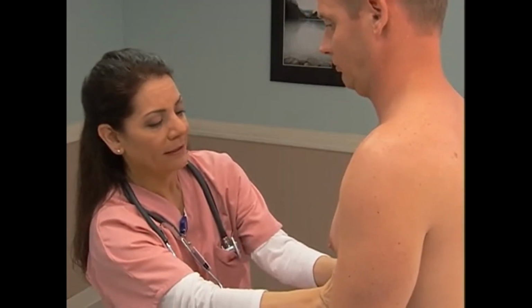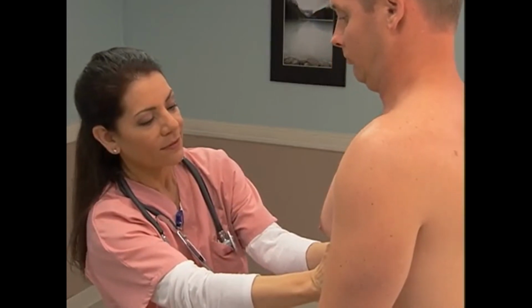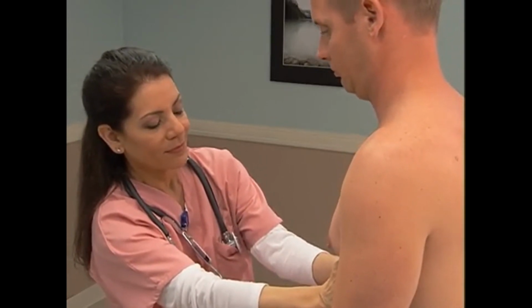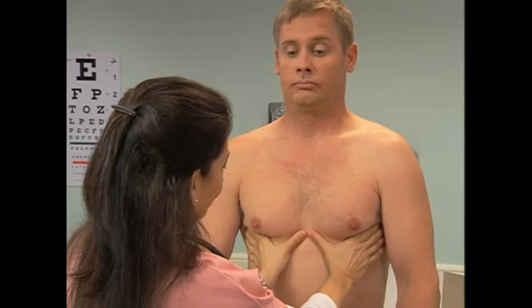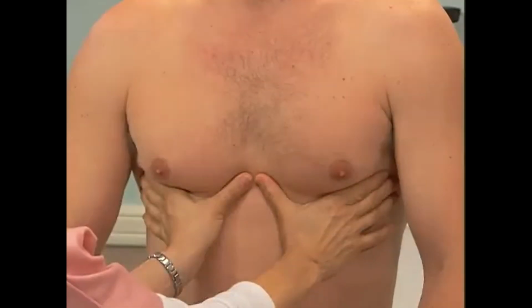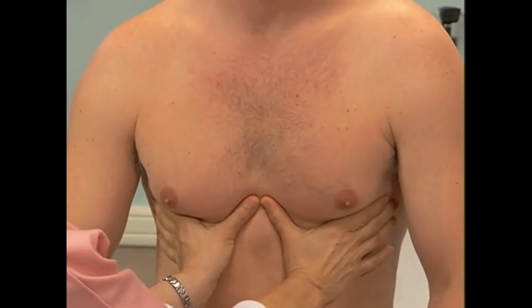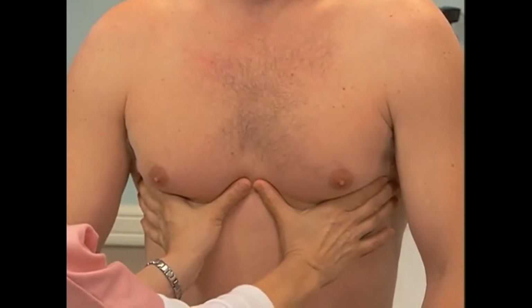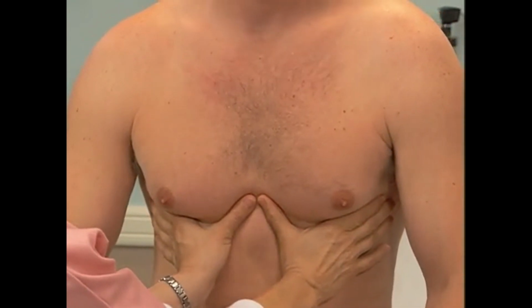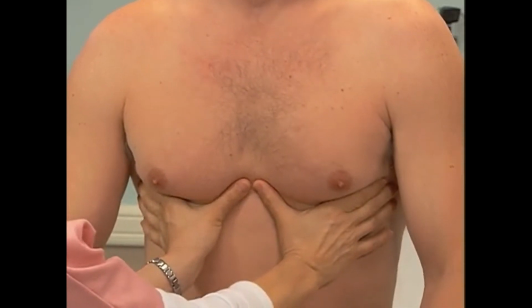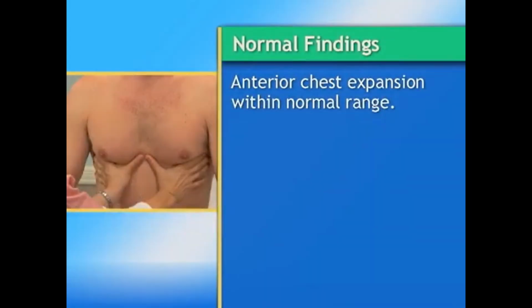Take a deep breath, please. Next, palpate anterior chest expansion by placing your hands on the anterolateral wall with thumbs along the costal margins, pointing towards the xiphoid process. As the client breathes deeply, observe the movement of your thumbs. The thumbs should move outward from the midline in a symmetrical fashion. Anterior chest expansion within normal range.